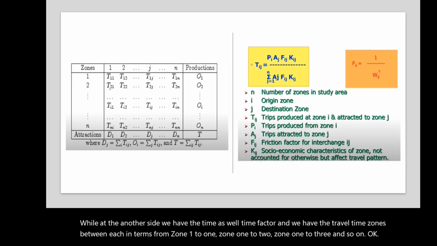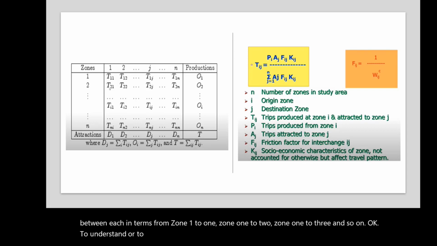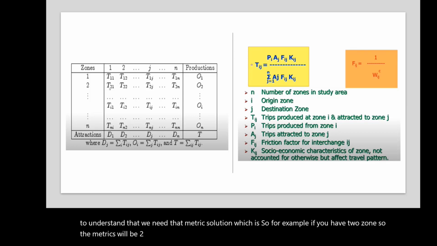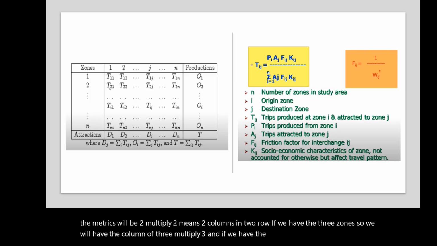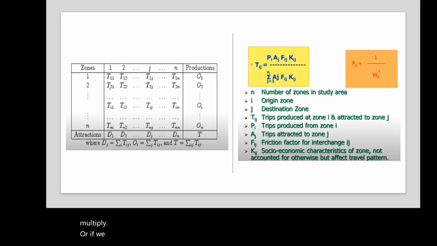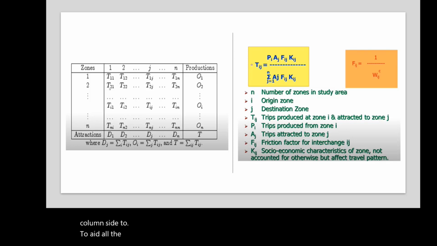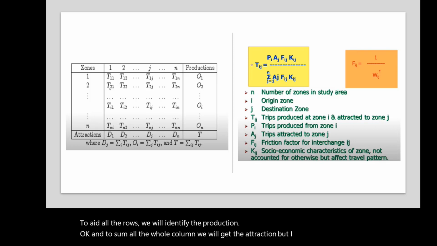To solve the gravity model to identify the trip distribution, first of all, you need to understand that we need that matrix solution. For example, if you have two zones, the matrix will be 2 multiply 2, meaning 2 columns and 2 rows. If we have 3 zones, we will have 3 multiply 3, and if we have 4 zones, we will have 4 multiply 4, or as many zones as we have. On the right hand side, summing all the rows, we will identify the production, and summing the whole column, we will get the attraction. But I will explain in the real time example.